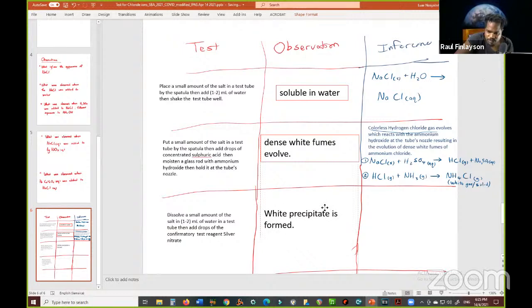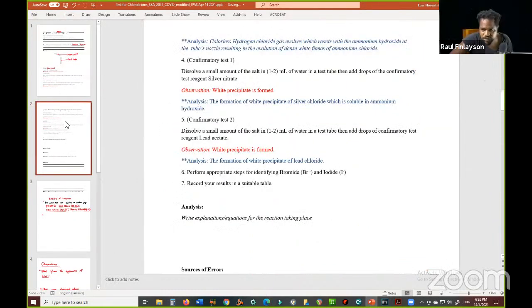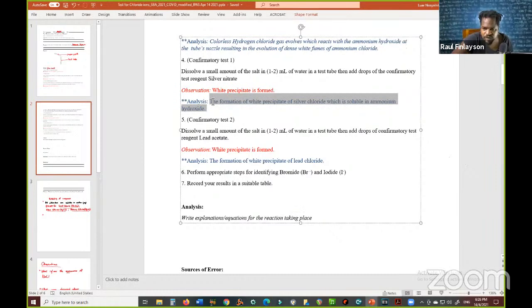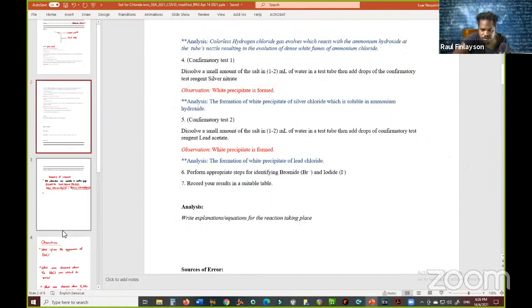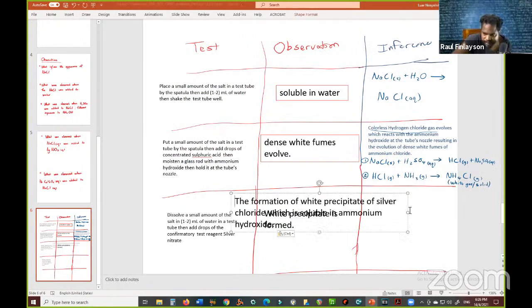All right, let's go one further now. What is this white precipitate? We have to show how it formed. So this is actually pretty simple. Is there any analysis that we need to copy in here? Let's check. All right, so this is the analysis. Let's copy this one, guys, and go put this in the inference. Put that right here.